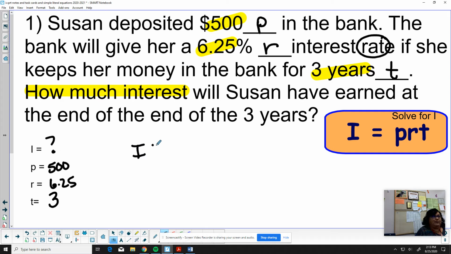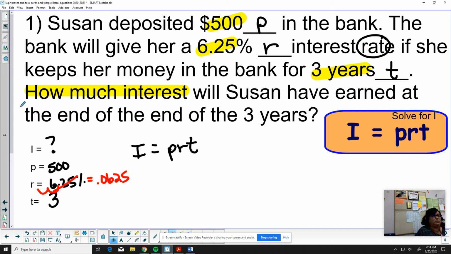So I'm going to plug in what I know. I equals PRT. The other thing I have to do is change this percent to a decimal, and I do that by moving the decimal up 2 places. So the number that I will use is 0.0625 for R. If I use 6.25 and forget to change it, my interest will be more than my principal. And the interest is never more than the principal. Never. That's a way to check.